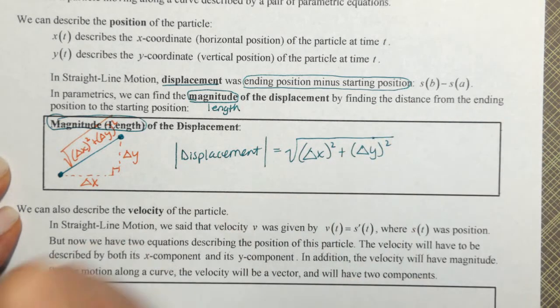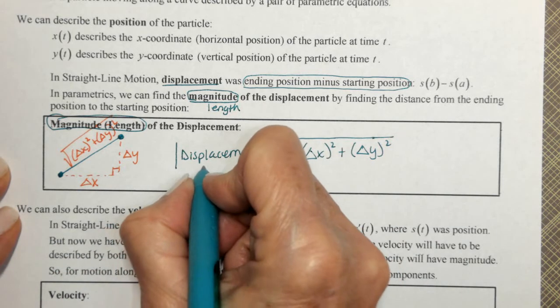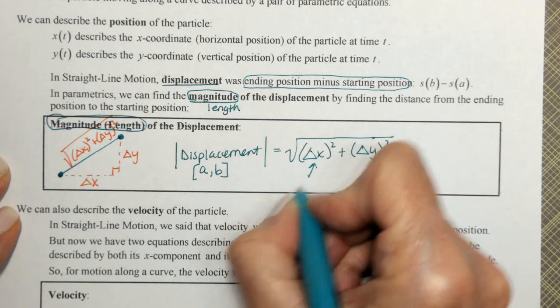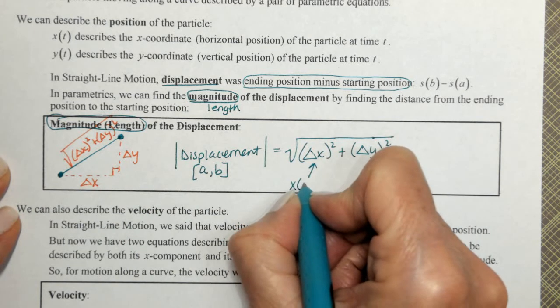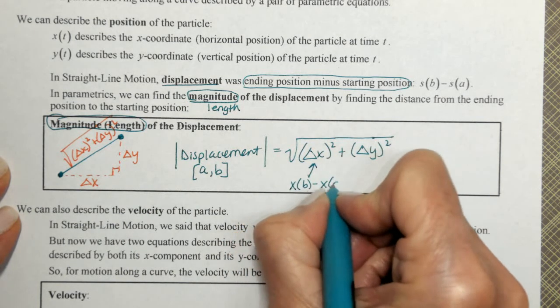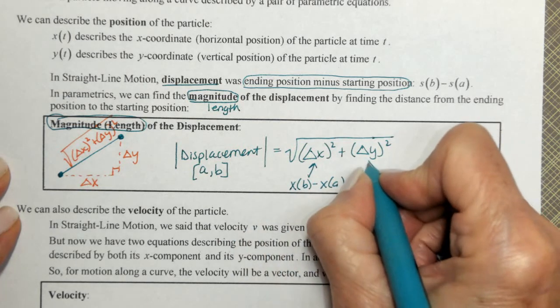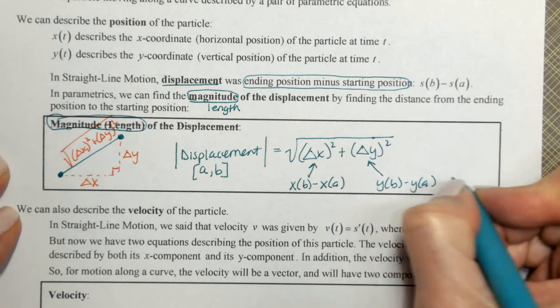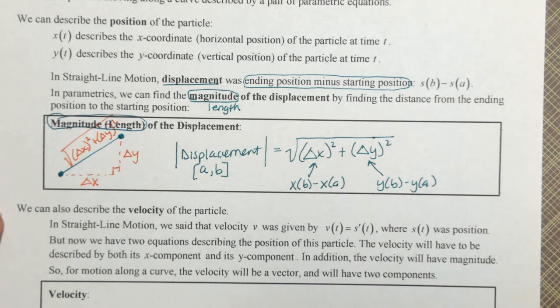And this is from time A to time B. So change in x would be x at time B minus x at time A. Change in y would be y at time B minus y at time A. And since we are squaring these, since we're finding the length, it really doesn't matter which we put first, the A or the B.